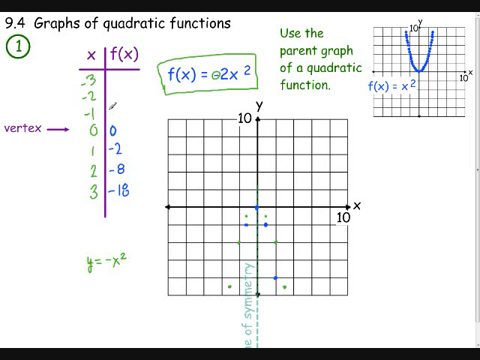Put in, let me write it. So I got a negative 2 out. I put in a negative 2 here. I square it. It becomes a positive 4 times negative 2. I get a negative 8 out. Whoops. Right there.